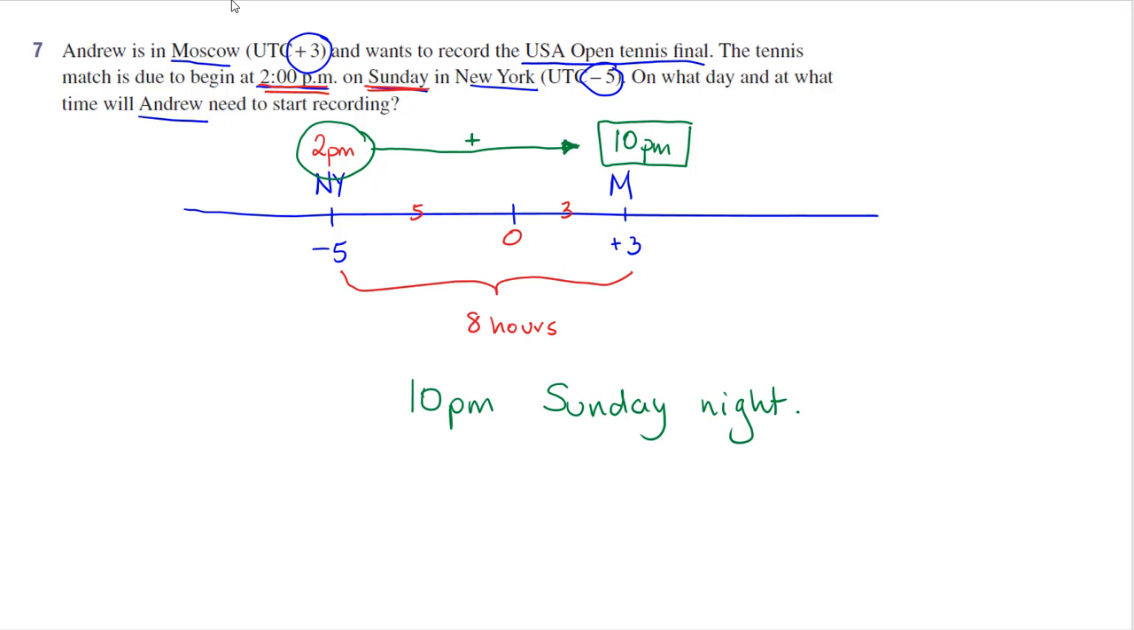So the strategy for these questions, class, is to draw a number line up, work out your time difference, and then work out whether you're adding or subtracting time depending on where the location is that you want to find out, then it's simply a little bit of math of adding or subtracting the time difference from the local time that you already have. Hopefully that helps.